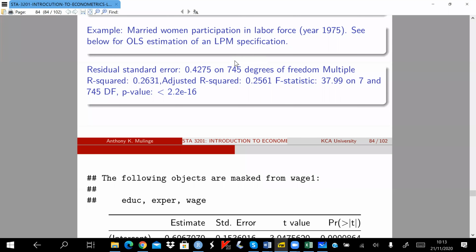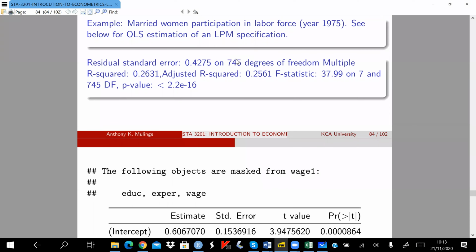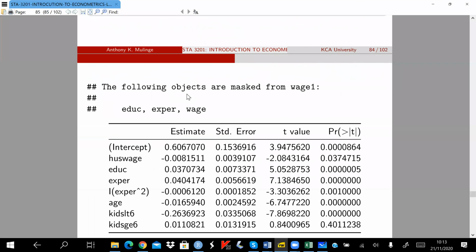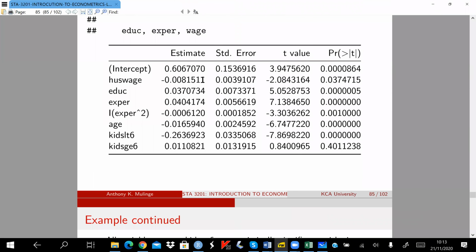So let's consider the data on married women participation in labor force of the year 1975. After you fit the model specified up there, you'll have the residual standard error, degrees of freedom, multiple R squared, and some other stuff there. Then the table of regression coefficients and the standard errors is here. So you're given this information there.